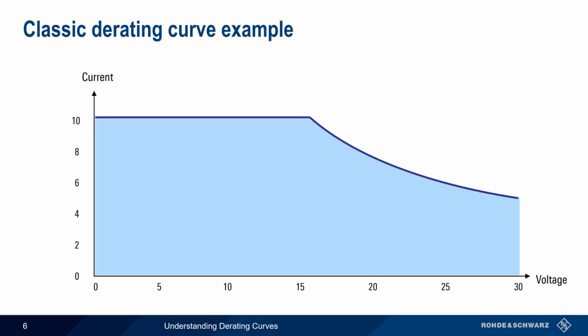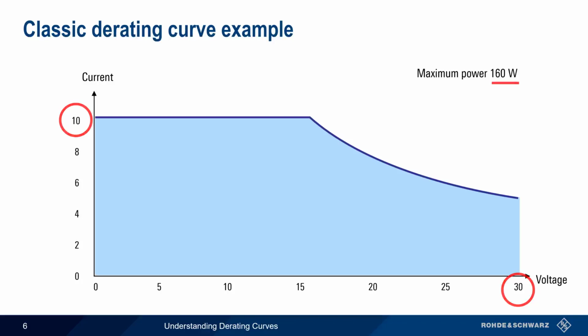Let's take a closer look at a classical derating curve. This supply has a maximum power of 160 watts, a maximum current of 10 amps, and a maximum voltage of 30 volts. Again, it's important to remember that for most power supplies, the maximum output power is not maximum voltage times maximum current.